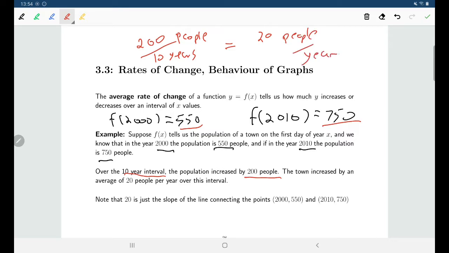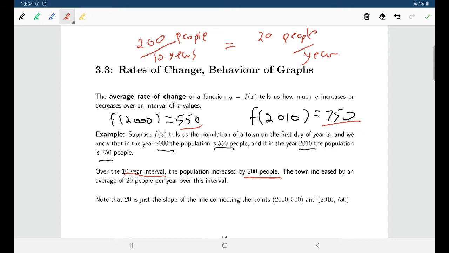per year. That's not to say that we're having exactly 20 people coming to the town every year. All we know is that somehow over that 10-year period, the population increased by 200 people. So if you had 200 people in total over 10 years, then that averages out to 200 divided by 10, or 20 people per year.